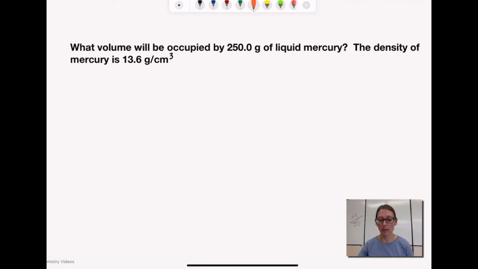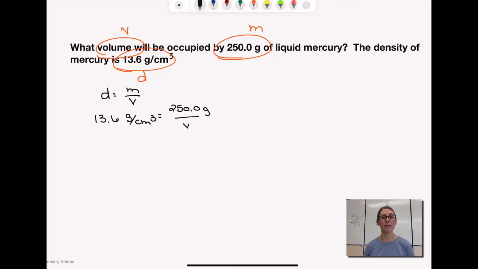So in this final problem, we are going to solve for volume. The question is, what is the volume? I've got 250 grams of liquid mercury. Grams is a unit of mass, so this is the mass. And we know the density is 13.6. Once we have those numbers, we're going to again plug them into our density equation.